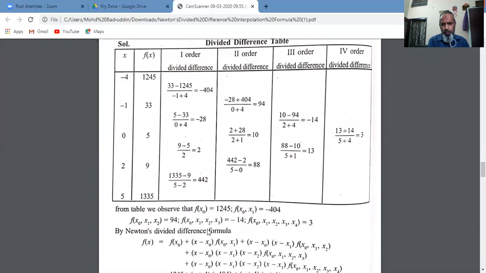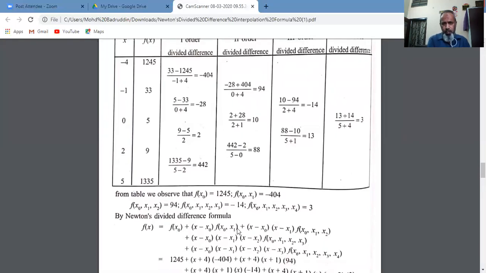By Newton's divided difference formula, so here we have to use Newton's divided difference formula. We have a fourth order divided difference, so we can write the formula up to the fourth divided difference. f of x can be written as f of x naught plus x minus x naught into the first divided difference f of x naught x1, plus x minus x naught, x minus x1, two linear factors, into the second divided difference, plus three linear factors into the third divided difference, plus four linear factors into the fourth divided difference.